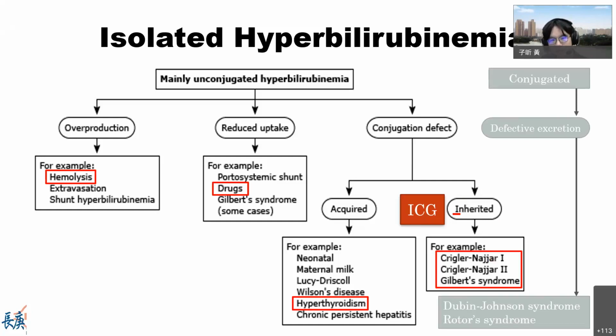So what about the conjugated type? There are also some syndromes that cause conjugated hyperbilirubinemia. Defective excretion is the etiology, and the diseases are Dubin-Johnson syndrome and Rotor syndrome. So here's a kind of mnemonic for the conjugated one: defective excretion and conjugated hyperbilirubinemia. There is Dubin-Johnson and Rotor syndrome, DDR. Okay.